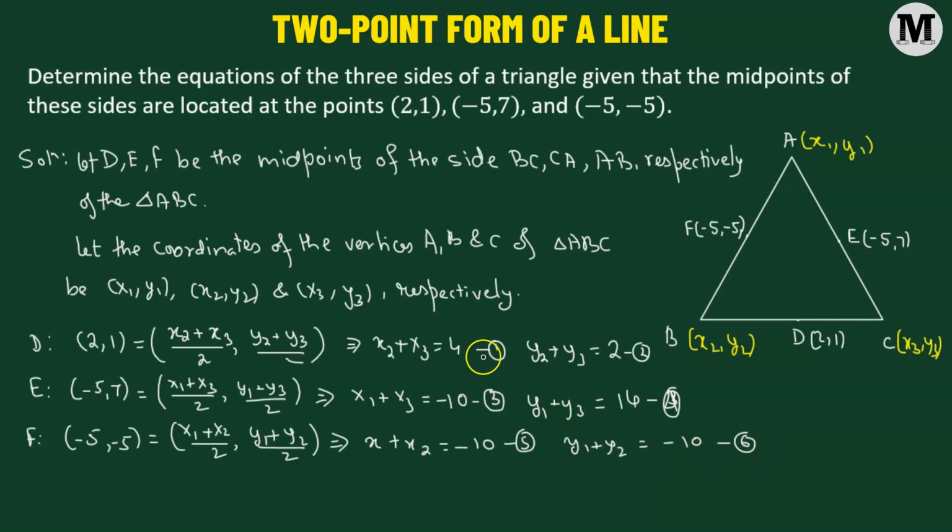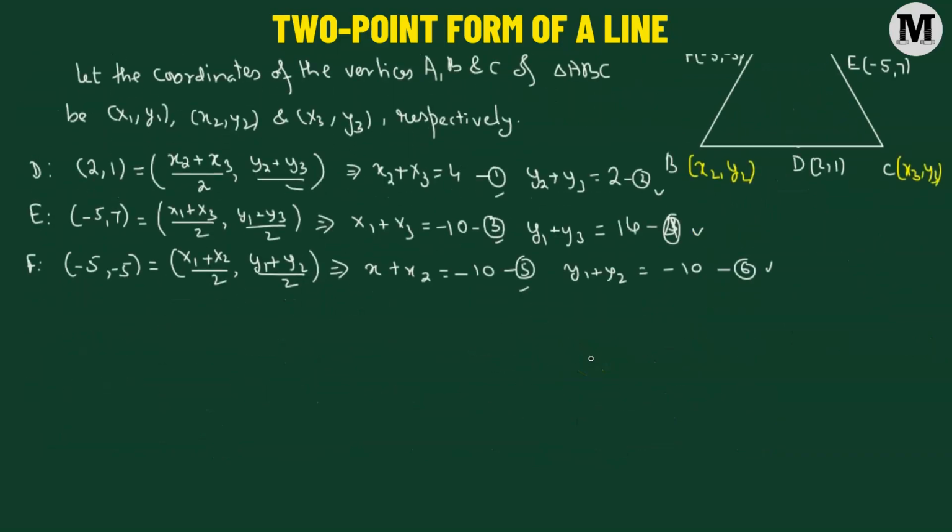Now we can use equations 1, 3 and 5 to find the values of x1, x2 and x3, and we can use equations 2, 4 and 6 to find the values of y1, y2 and y3. I'll leave that as an exercise for you to try out. I'll be specifying the values. x1 comes out to be -12, x2 is positive 2, and x3 is also going to be 2. Similarly, we can find the values of y1, y2 and y3. y1 comes out to be 1, y2 comes out to be -11, and y3 will be 13.